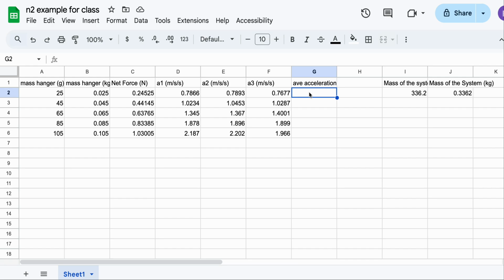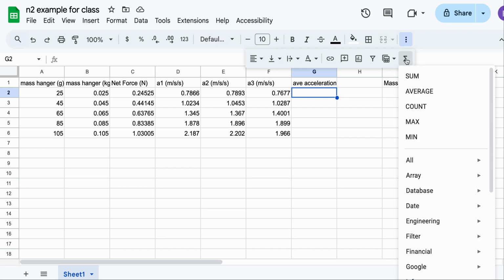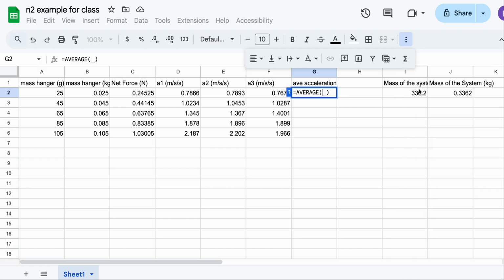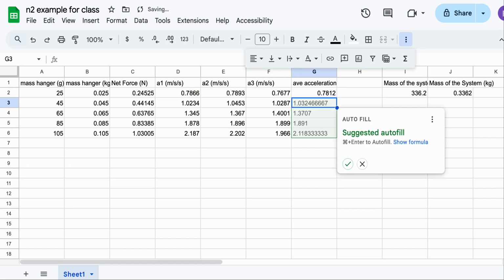you could type in average and select. I found the easiest way to do this is to click the cell, which happens to be G2 right now, and go up to where it says sum. It has a lot of calculations in here, and under average, you can click average, and then it wants us to select the cells to find the average of. So I'm going to highlight those 3 accelerations again and hit enter. Oh, here's that green box that I talked about. So I'm going to go ahead and say yes, apply this to the rest of the column, and there you go.